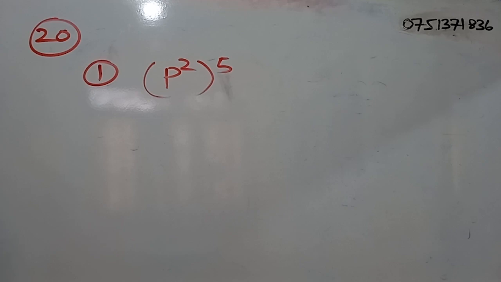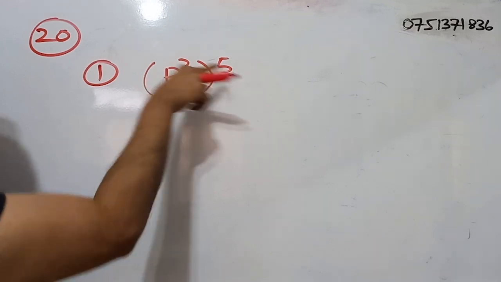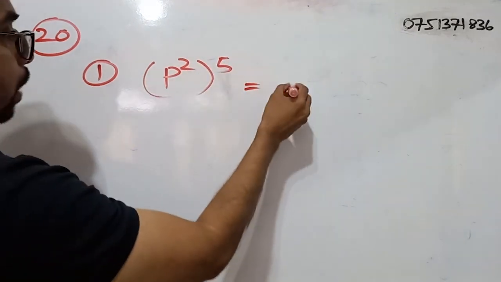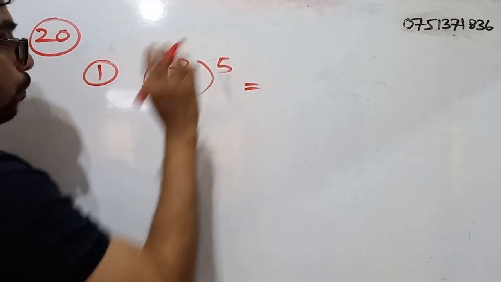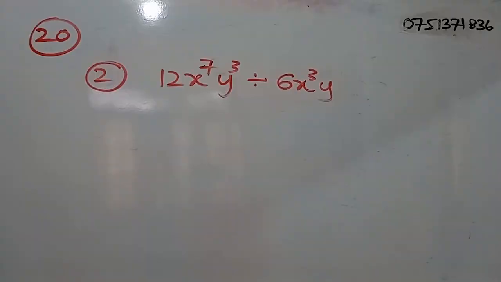Right, question number 20. Simplify. Under that we have two parts. First of all, we will discuss the first part. So this is the expression that we have. This is a power of a power, right? So what is the outcome? 2 into 5, what is that? P to the power 10. Right. So question number 20, part 2.